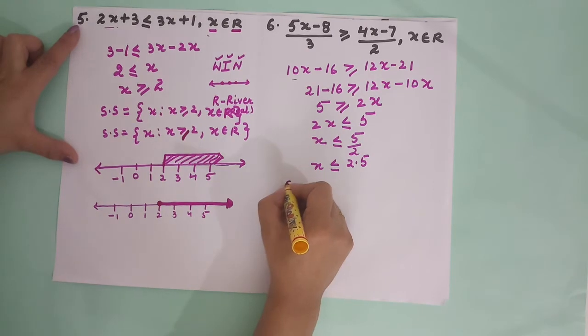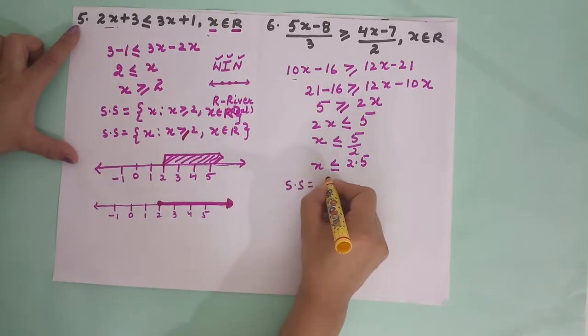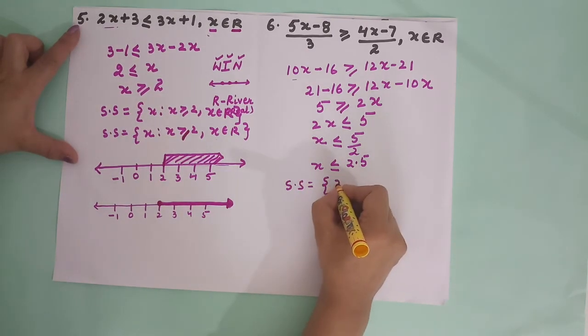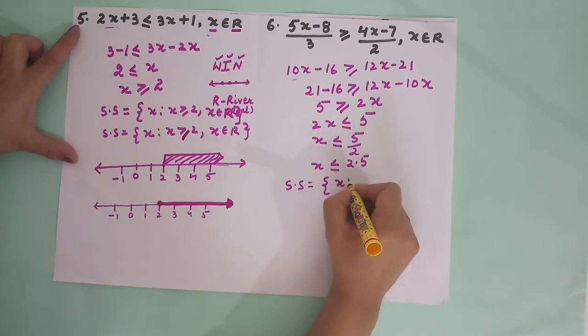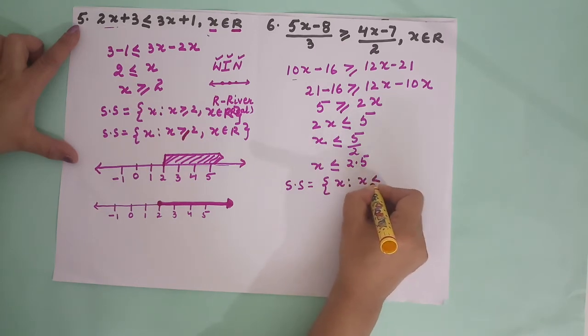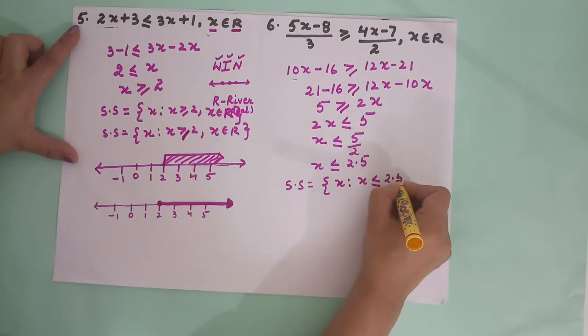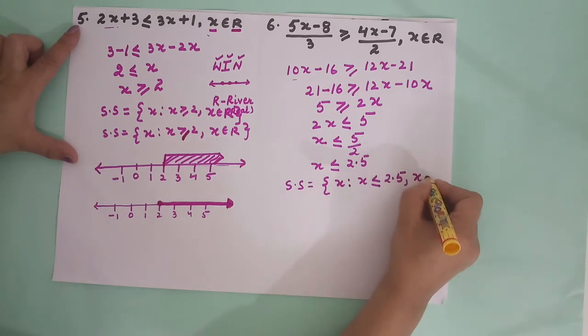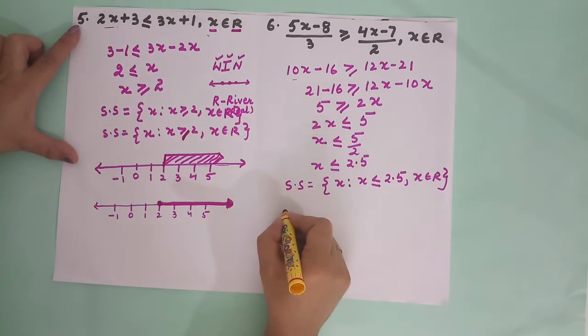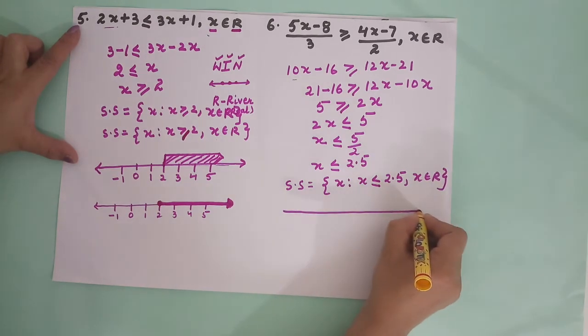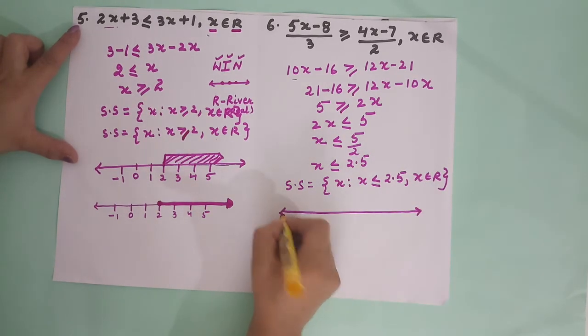So how will we write the solution set for this? We will write it in the set builder form: x such that x is less or equal to 2.5, comma, x belongs to R. And now for the representations, we will try both the methods here.